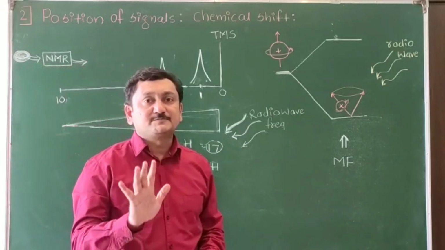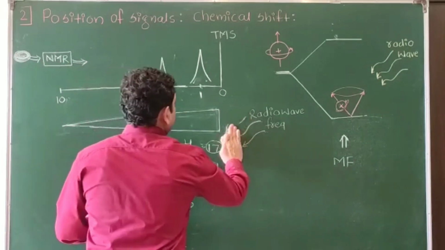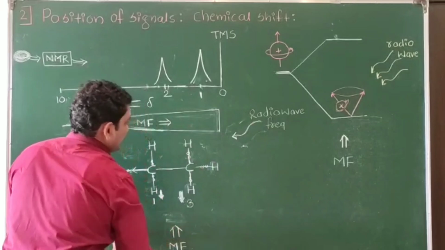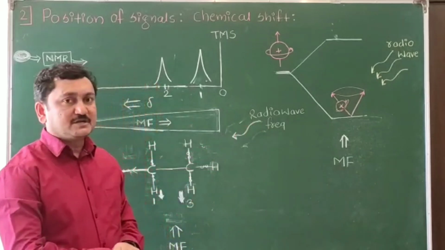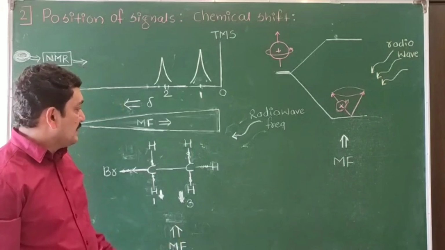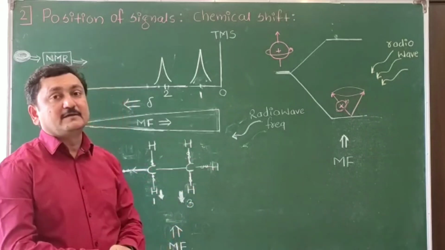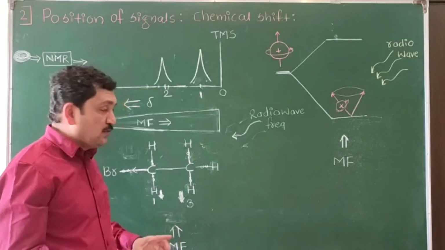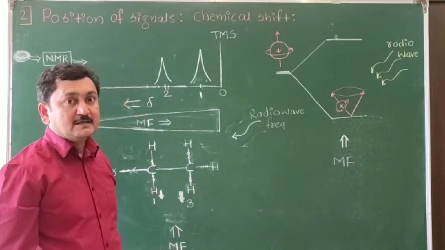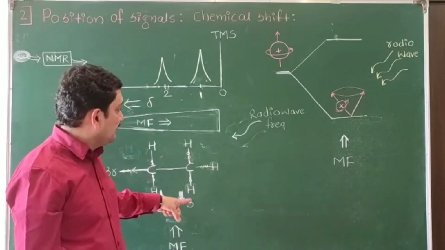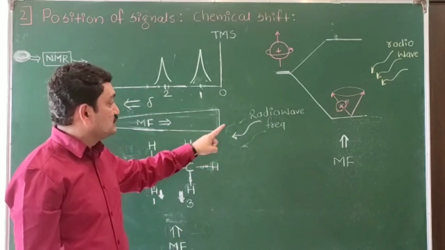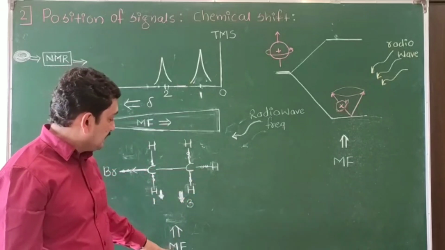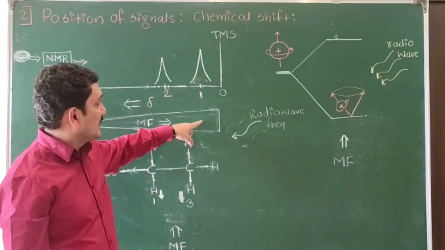Now we can perform the same experiment by another method. Now we will keep the radio frequency radiation constant, and now we will change the magnetic field. This hydrogen will require higher magnetic field, because here the secondary induced magnetic field opposes powerfully. So we have to supply more magnetic field, so that the precessional frequency matches the radio frequency, and we get the signal. So this hydrogen, due to the opposition, required more magnetic field, so it gives signal at higher magnetic field.